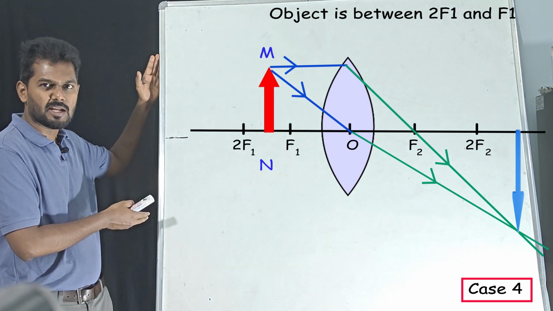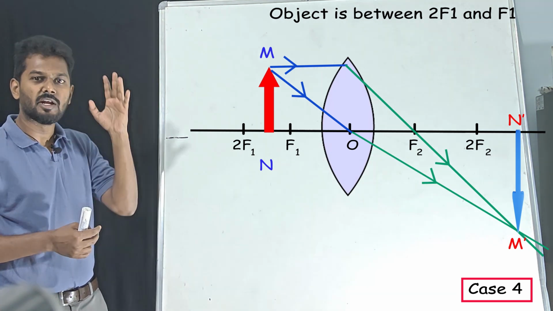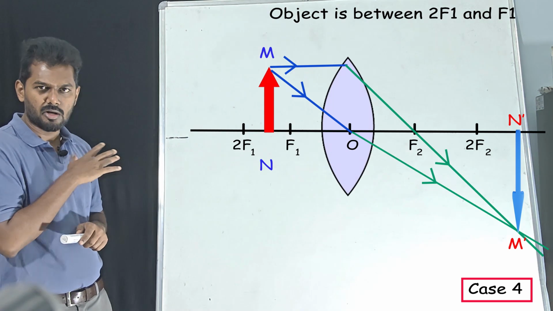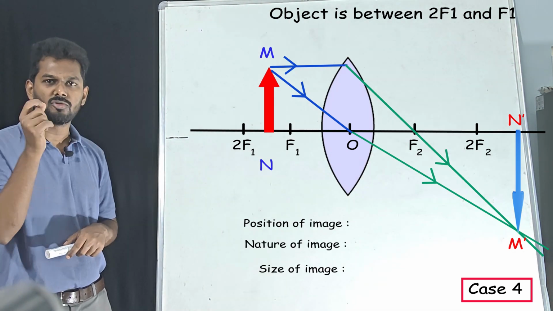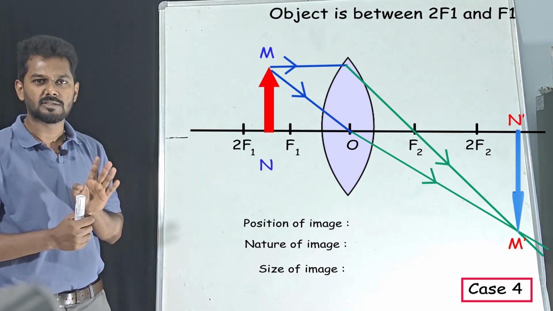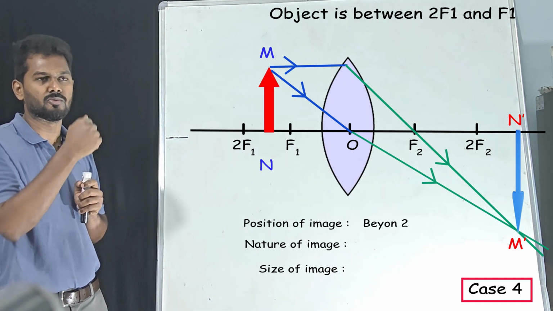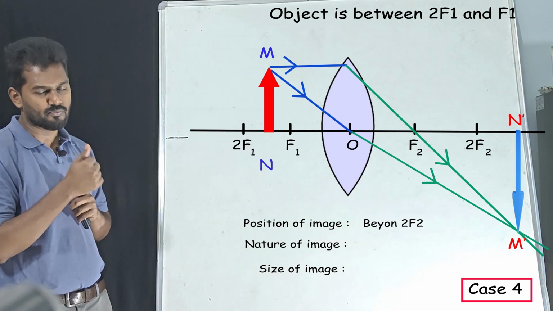Now the object is taken as M N. The image will be inverted, right? So it will be N dash M dash. Now once you draw the ray diagram, these are the important characteristics you have to write. Position of the image. Where is the position of image? It is beyond 2F2, correct? That means it is crossing 2F2, correct?